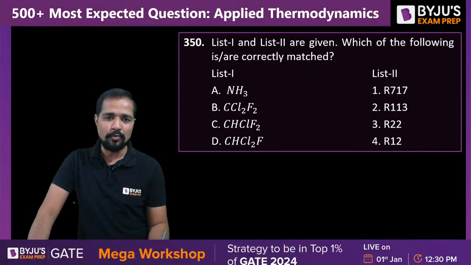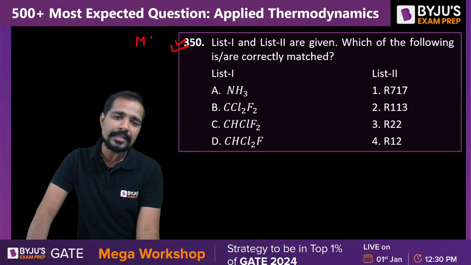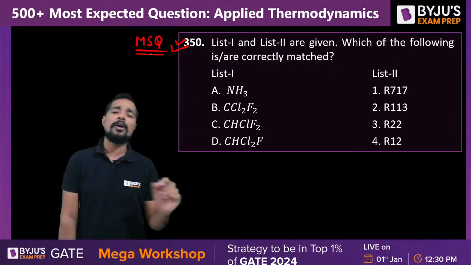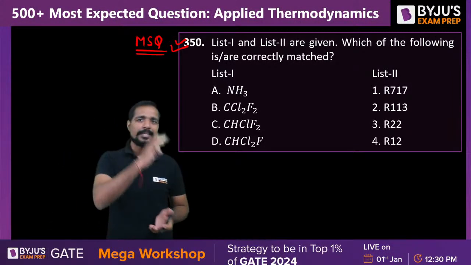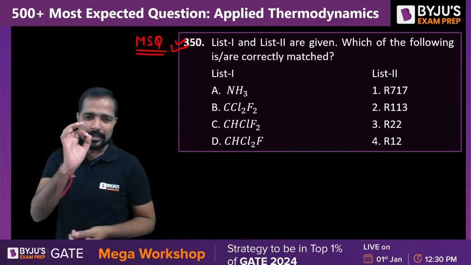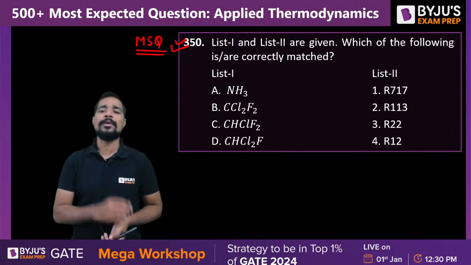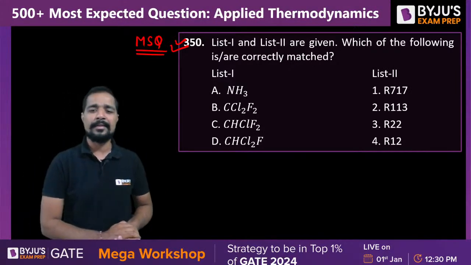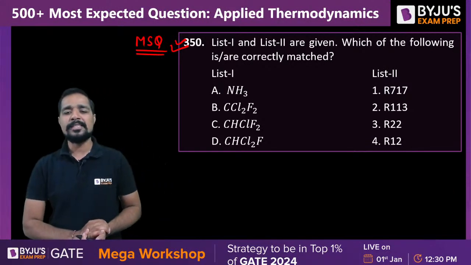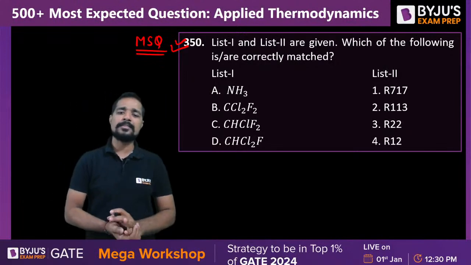Anyway, let's move forward. There are a lot of questions yet to come. MCQ question is not there. MSQ question is there, my dear. You can select more than one answer in this case. Yes, write the correct answer. Deepak, Manas, write down the correct answer. The list 1 and list 2 is given to us. Which of the following is or are correctly matched, my dear? NH3 is given, CCl2F2 is given, CHClF2 is given, or somewhere like this. Yes, what is the correct answer you all guys getting, my dear?